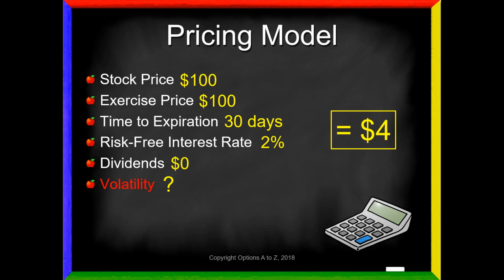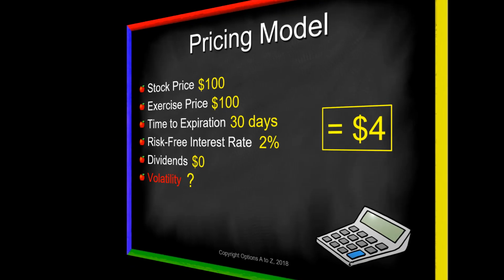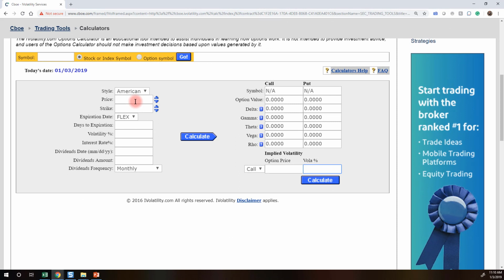So how can we figure this out? Well, let's go over to the Cboe's pricing model and take a look. All right, so here we are at the Cboe's pricing model. I've used this in previous videos, but the best way to find it is to just go to Google and type CBOE option pricing calculator, and it'll bring you right to it. So let's take a look at the example that I use.